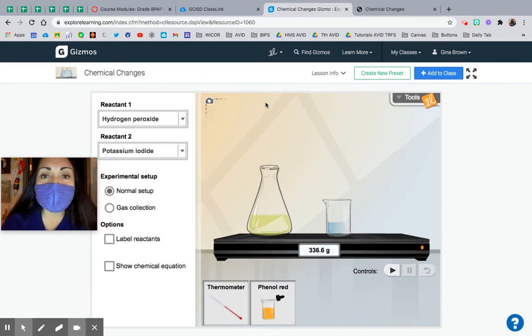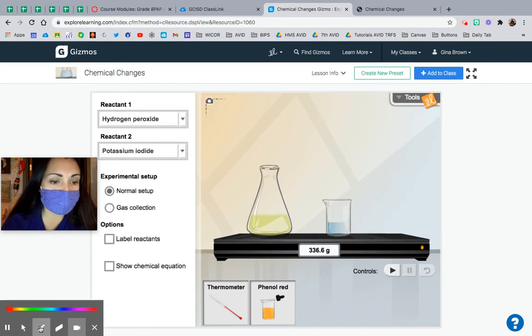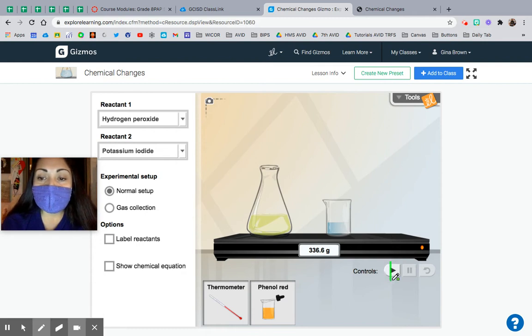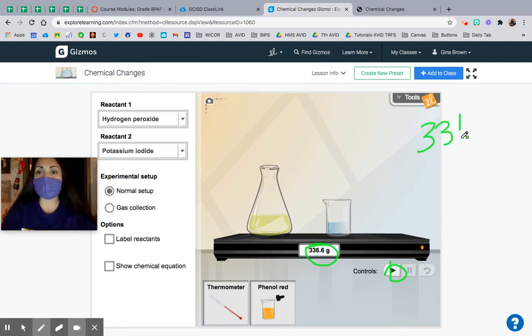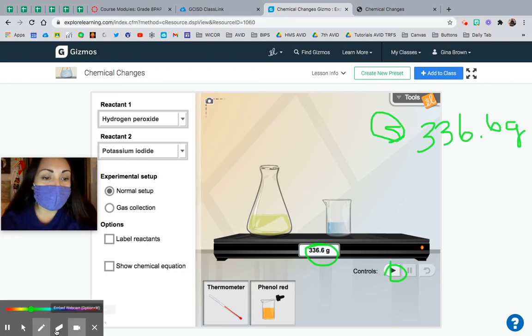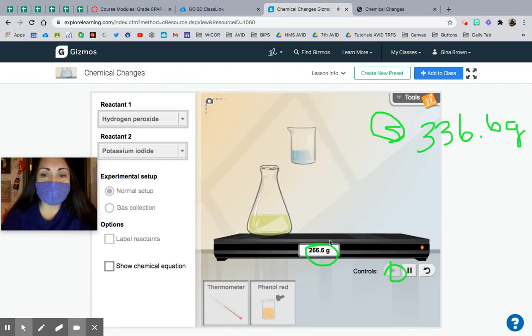So let me get my annotation tools. So I'm going to hit play here. But I want to first notice the mass. It's 336.6 grams. So I'm going to write that right here just so I don't forget, 336.6 grams. And I'm going to put S for starting. And then I am going to hit play and see what happens.